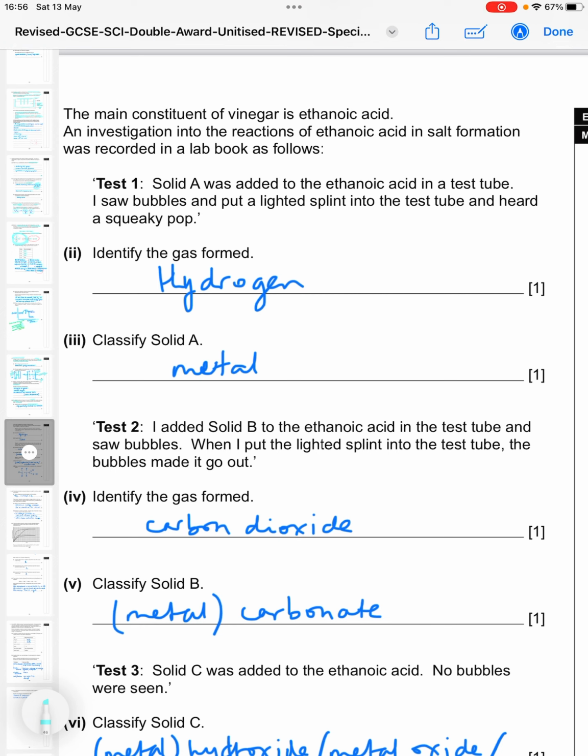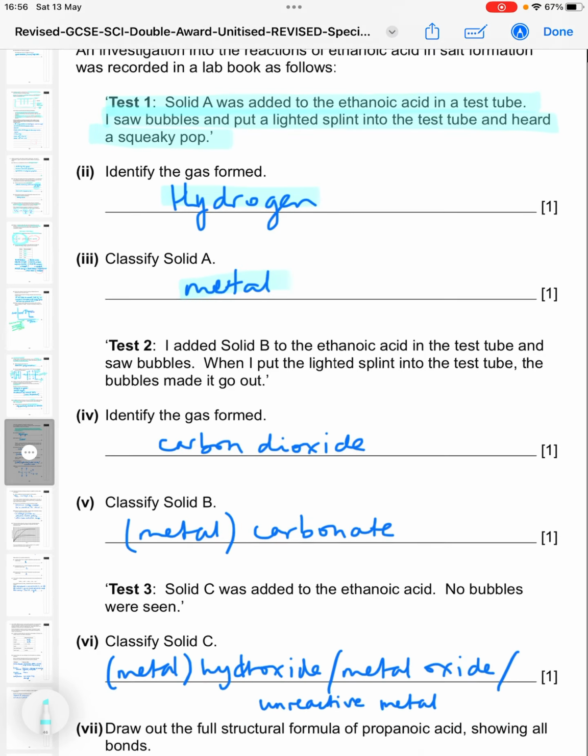The main constituent of vinegar is ethanoic acid. An investigation into the reactions of ethanoic acid and salt formation was recorded in a lab book as follows. Test 1. Solid A was added to the ethanoic acid in a test tube. I saw bubbles and put a lighted splint into the test tube and heard a squeaky pop. Squeaky pop, we know what that is. Identify the gas formed. Hydrogen, 1 mark.